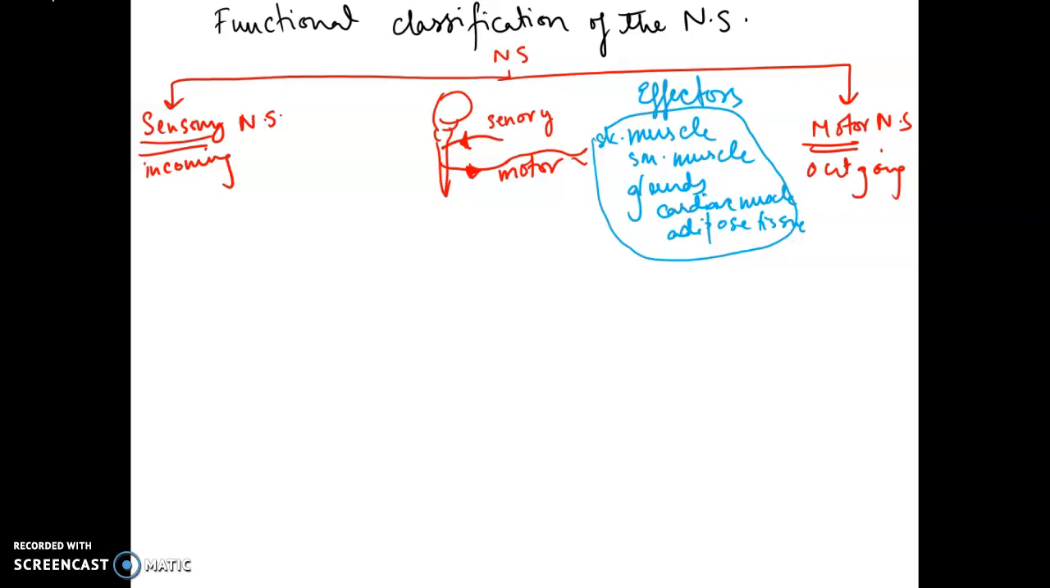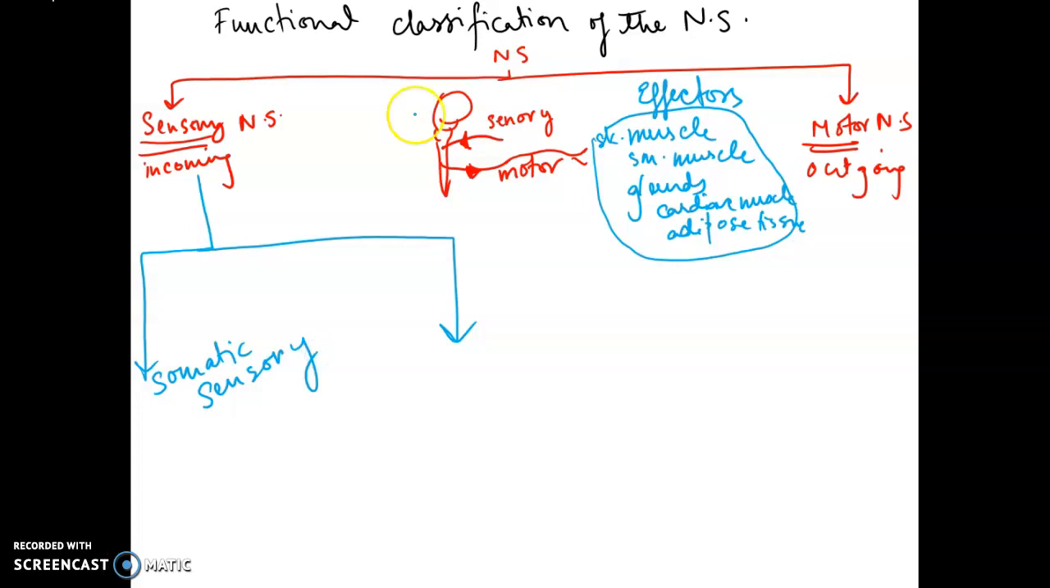I hope we do. Now, sensory can be of two types. We have something called somatic sensory. And then we have something called visceral sensory. Let's talk about somatic sensory first. Somatic sensory information is sensory information that we are very, very aware of.